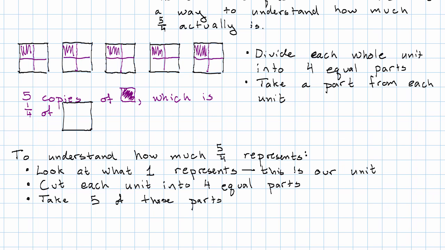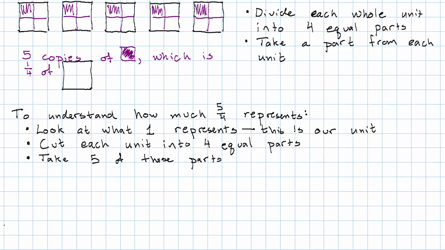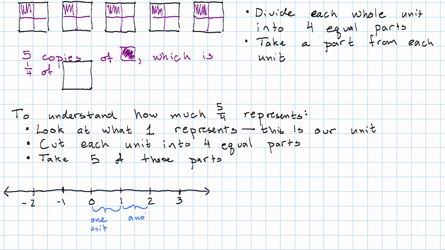We can do this on a number line, in fact. On a number line, 1 represents the distance between integers. So from 0 to 1 is 1 unit. From 1 to 2 is another unit. And so on.